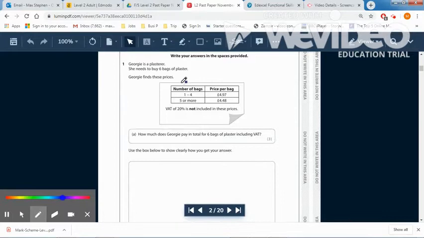Okay, so question one. Georgie is a plasterer and she needs to buy 6 bags of plaster, and she finds these prices. The number of bags, 1 to 4, £4.97, and 5 or more, £4.48. It also says VAT of 20% is not included in these prices. She's buying 6 bags, so we're going to be looking at this price. The price for 5 or more is £4.48 per bag. So the first thing we need to do is say 6 times £4.48.